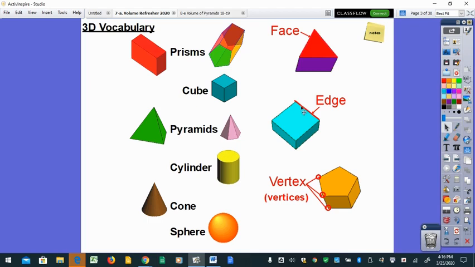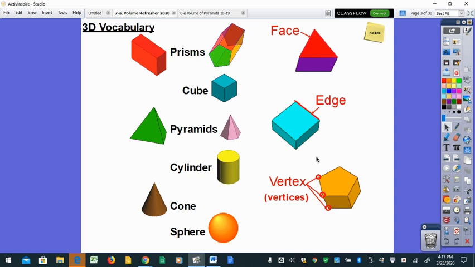Where 2 of those faces come together is called an edge. If you think of the mobiles hanging in my room, the straws are the edges that make up the shape. So if we look at this rectangular prism here, it would have 4 edges on the top, 4 edges on the bottom, and then 4 little edges that have to join them. It would have 12 edges altogether.